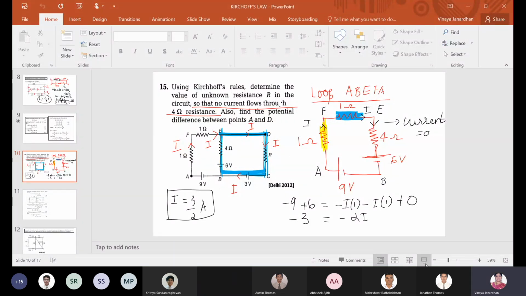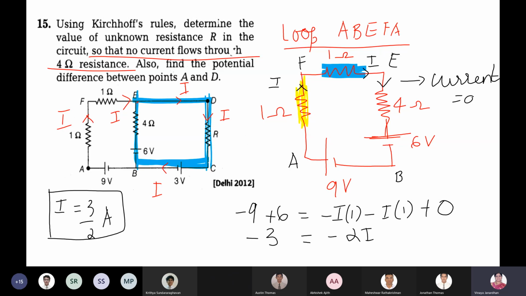Fine, boys. Copy down the numerical using Kirchhoff's rule. Determine the value of unknown resistance R in the circuit so that no current flows through 4 ohm resistance. Also find the potential difference between the points A and D. So keep this in mind. There is no current flowing through the arm EB, so the same current will flow through the entire circuit. That's the reason I have put the current as I.